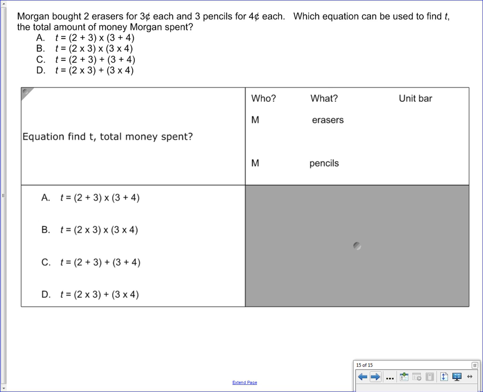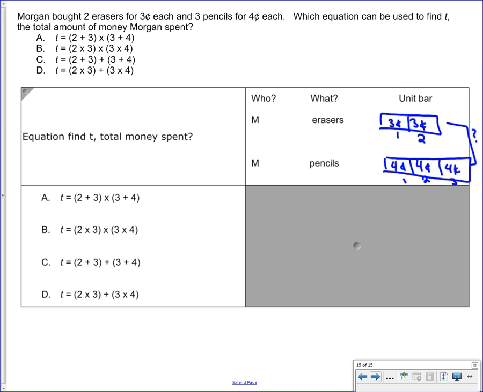Now we're going to reread to fill in our details. So Morgan has erasers and pencils, and there's 2 erasers for 3 cents each. And then there are 3 pencils for 4 cents each. And what I want to know is what the total is. Okay?